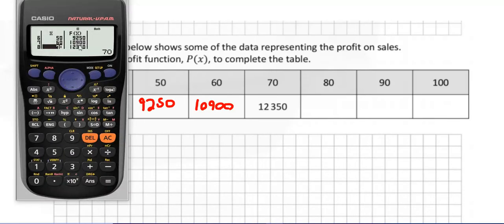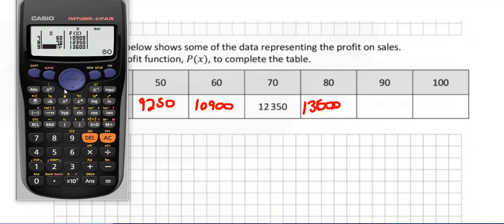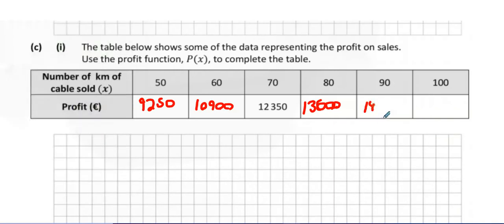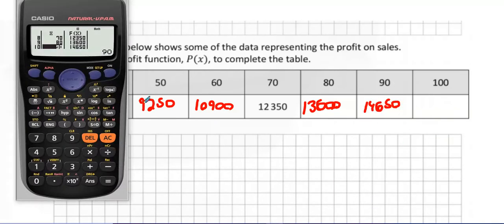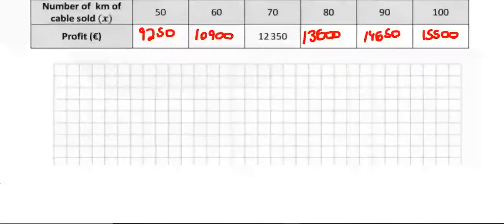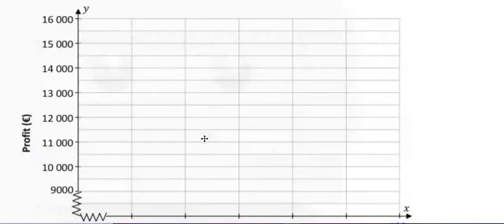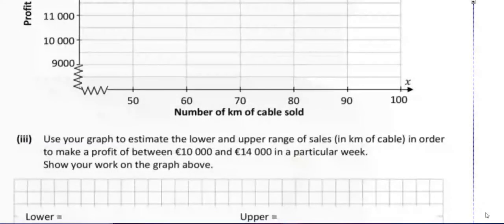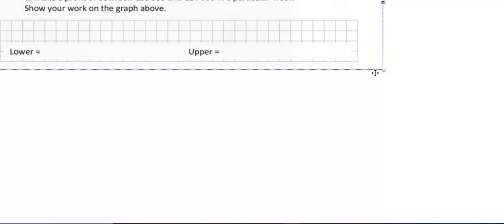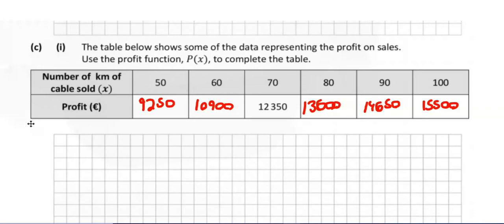70, which will check our answer, is 12,350, so we know we're right. 80 is 13,600. 90, 14,650. And finally, 100 will be 15,500. Now, I'm sure they'll probably want me to draw this somewhere. Ah, there it is. They want me to draw it here. Okay, so what I might do is copy and paste this onto my previous page, and then it's all on the one page, which will make my life fairly handy.